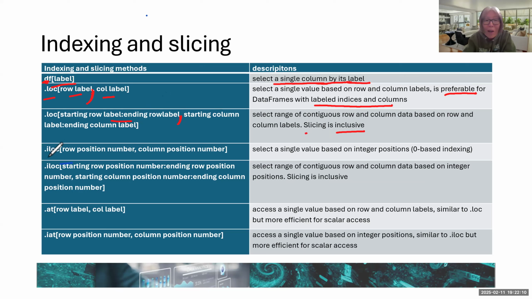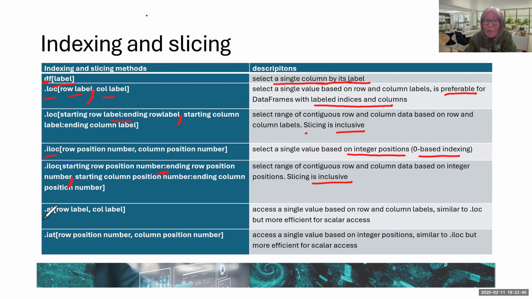And for the slicing, it's inclusive here. And data.iloc is using numbers, so not labels. That's the difference between these two. It uses integer position, so zero-based indexing. Same thing, you can use it to do slicing, using a comma to separate row and column. And also slicing is inclusive.